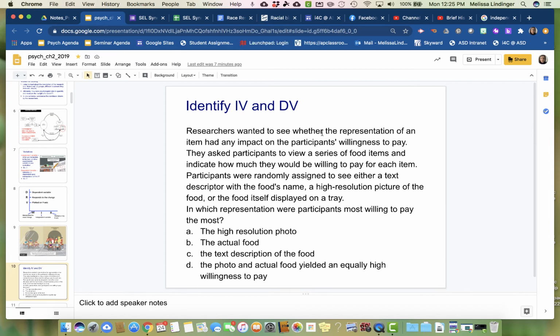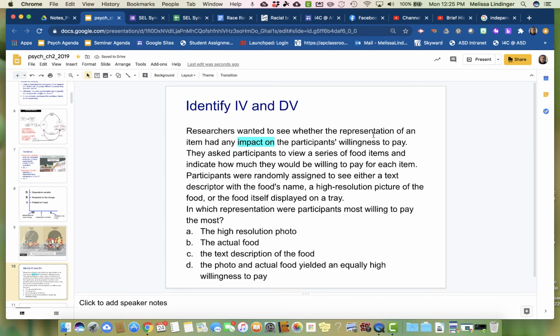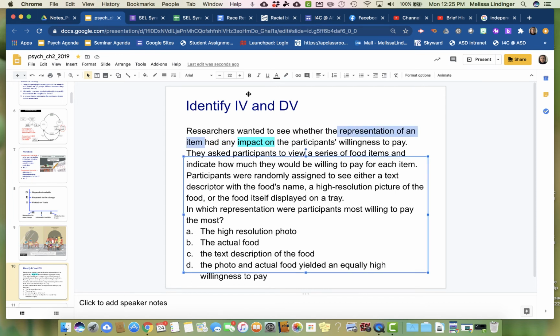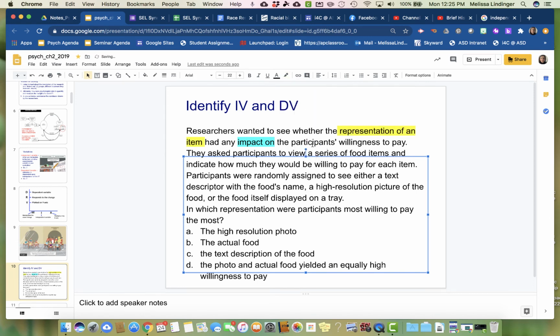Researchers wanted to see whether the representation of an item had an impact on participants' willingness to pay. Here's our causal language, so we know we're doing an experiment, right? We can actually see in the first sentence what the independent and dependent variables are. Here's our independent variable right here: how the food item is represented. And here's our dependent variable: participants' willingness to pay.